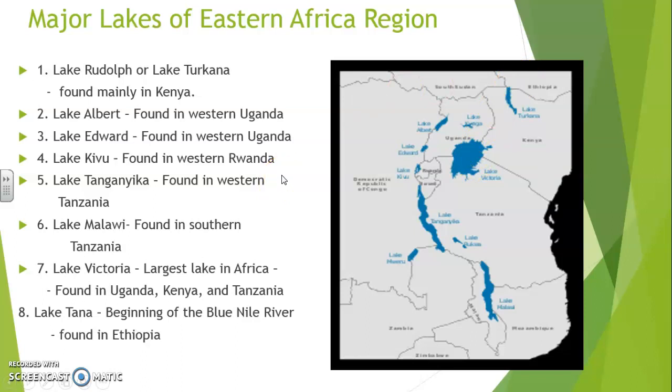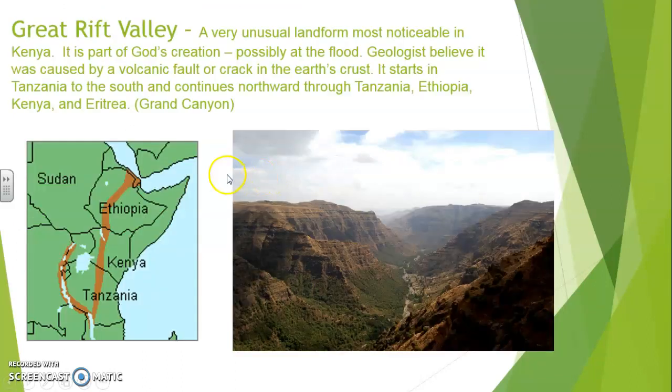So lots of lakes. Normally in Africa, not many unless it's behind a dam. The Great Rift Valley, here's that running through, and I mentioned how it divides Ethiopia into two mountainous plateaus. Very unusual landform, part of God's creation, probably made with the flood. Geologists say it was caused by a volcanic fault or a crack in the Earth's crust. Starts down here in Tanzania and goes all the way up. A lot of lakes found in that region. Over here too, we mentioned names of those lakes.